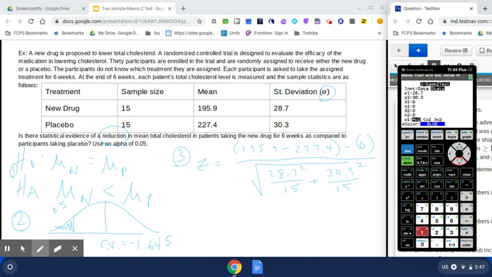The first mean was 195.9. The first sample size was 15. The second mean, 227.4, with the second sample size, again, 15. Our alternative hypothesis was that mu1 is less than mu2. So I'm going to highlight that second option and then calculate. So our z-test statistic comes out to negative 2.92. And our p-value is 0.0017.